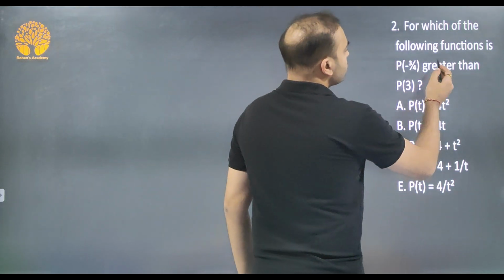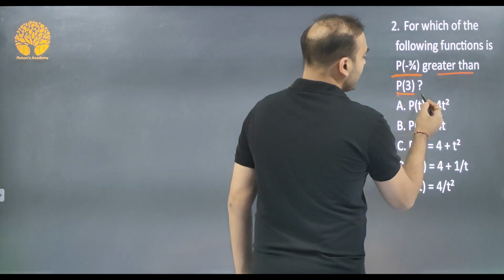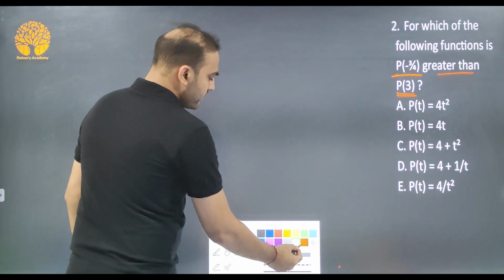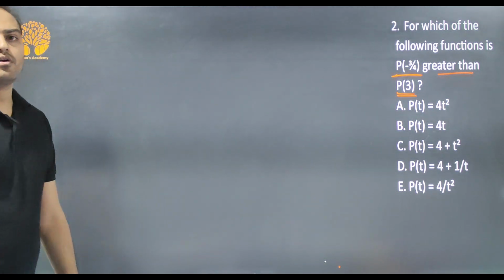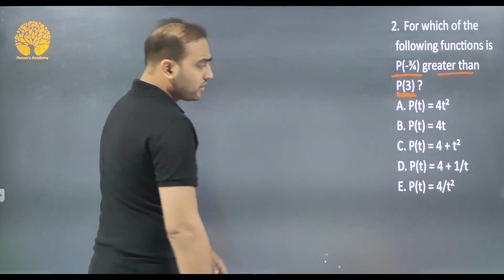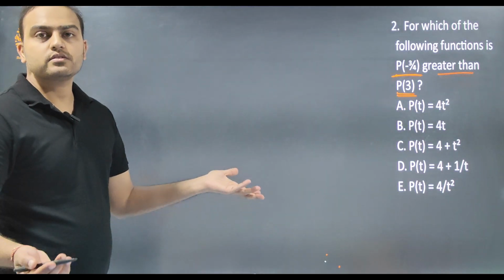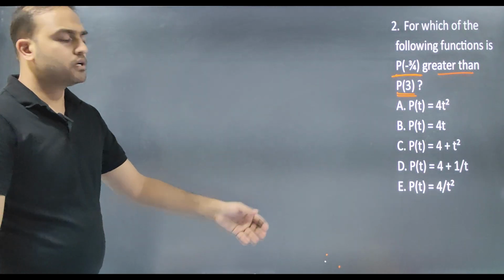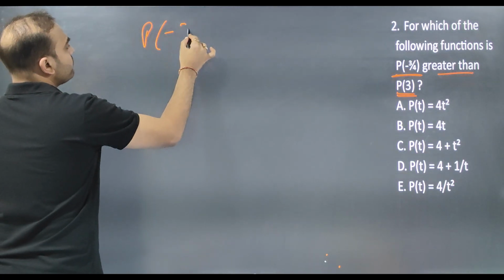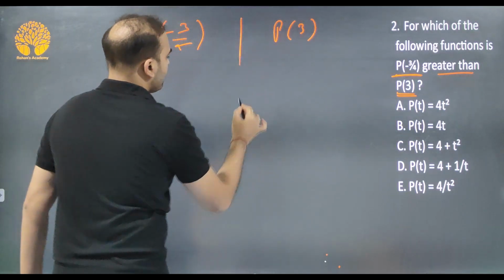Next, so we have, for which of the following functions is p of minus 3 by 4 greater than p of 3? Okay, now again, we can't solve it normally because we don't know what the functions are, so it's a function question. Simplest way is plug in values. So what you do, just make a simple table: P of minus 3 by 4, P of 3.